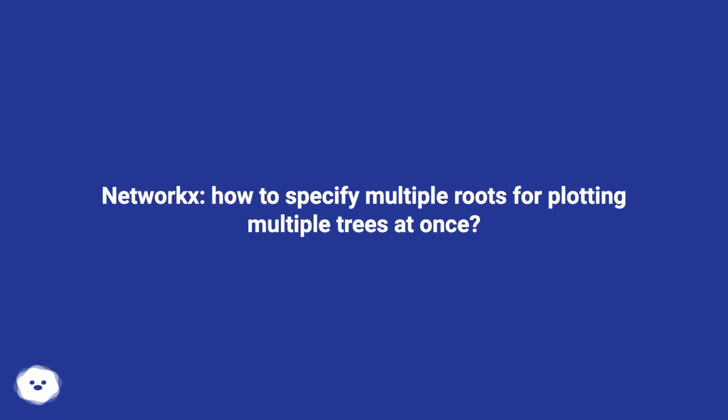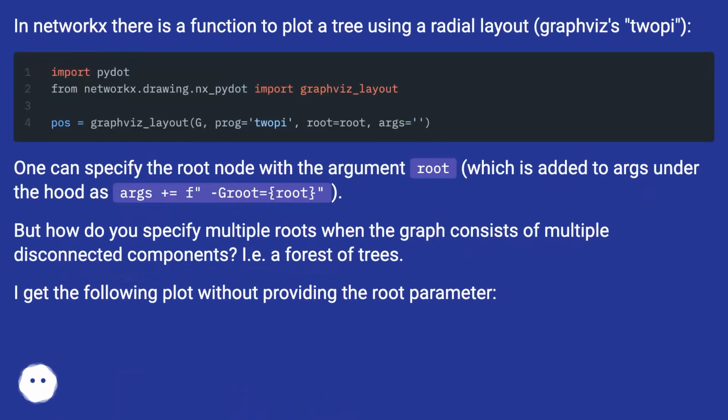Networkx: how to specify multiple roots for plotting multiple trees at once? In networkx there is a function to plot a tree using a radial layout, graphviz_layout with prog='twopi'. One can specify the root node with the argument root, which is added to args under the hood as args += f'-Groot={root}'.